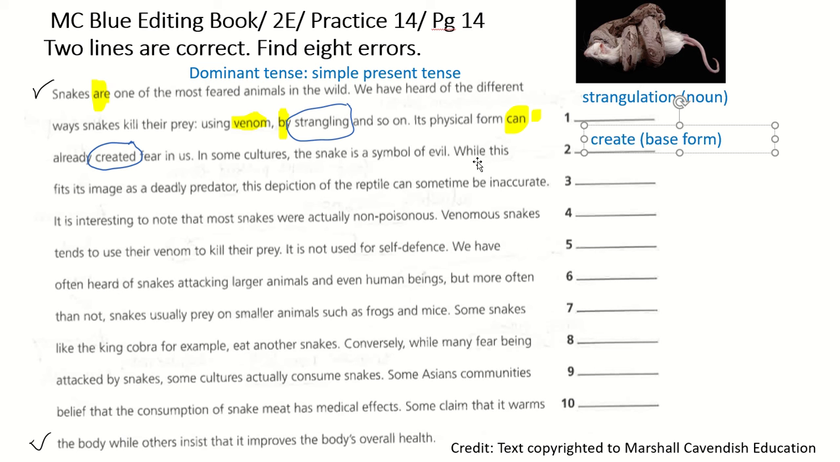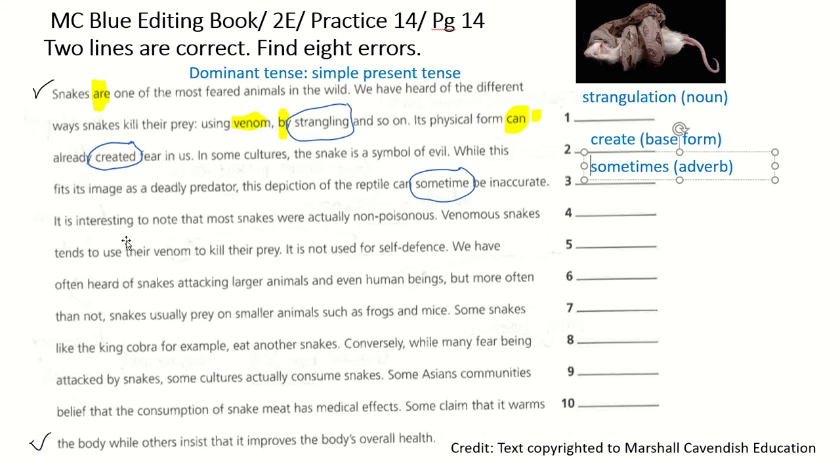Okay, next line. While this fits its image as a deadly predator, this depiction of the reptile can sometimes be inaccurate. Now, is the adverb "sometime" without an S? No, it's "sometimes" with an S, and that is an adverb. And the adverb "sometimes" means that the depiction of snakes is occasionally inaccurate.